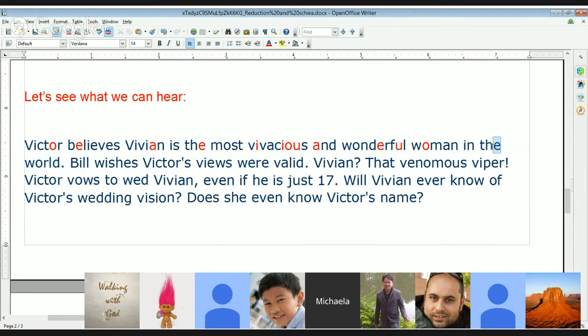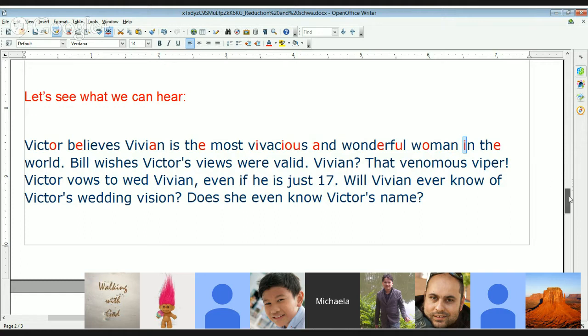But I do think we see it in these because, again, these are function words. So I think even the I and in sometimes becomes a schwa in the world. Now, it doesn't have to. I might not pronounce it if I'm saying it for a class. I might not use it, but I think it can become a schwa at times. And it would sound like the most vivacious and wonderful woman in the world. In the world. So in becomes kind of a schwa.